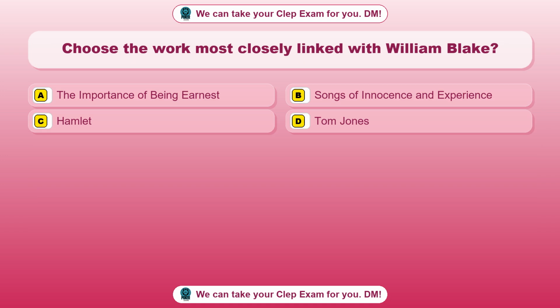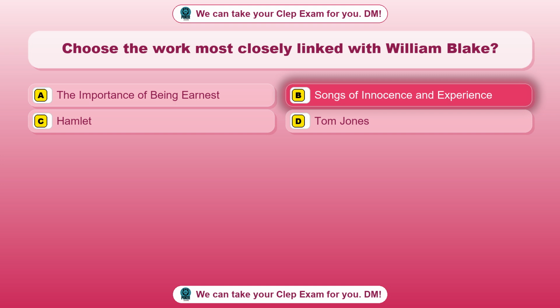Question 88. Choose the work most closely linked with William Blake. Option A, The Importance of Being Earnest. Option B, Songs of Innocence and Experience. Option C, Hamlet. Option D, Tom Jones. The correct answer is option B, Songs of Innocence and Experience.